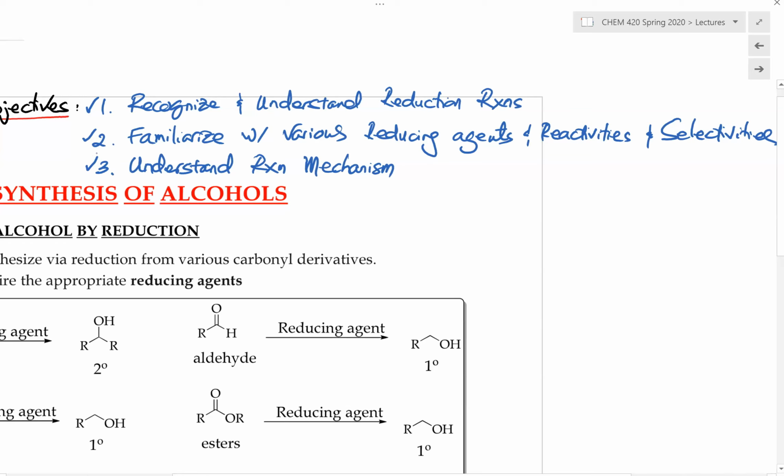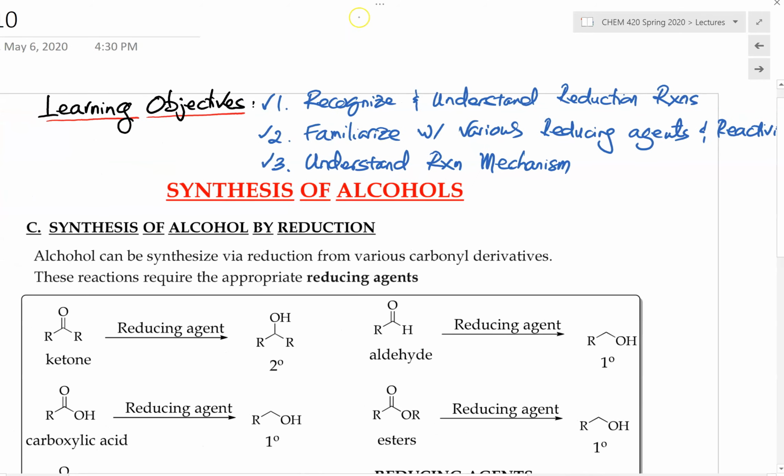Once we understand one or maybe a few of the reaction mechanisms, it will become very easy for us to figure out and understand the mechanism of all the reduction reactions. So now let's go back and discuss the first learning objective first. Recognize and understand reduction reaction.